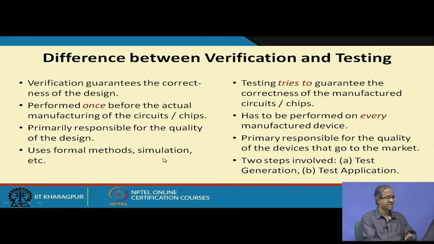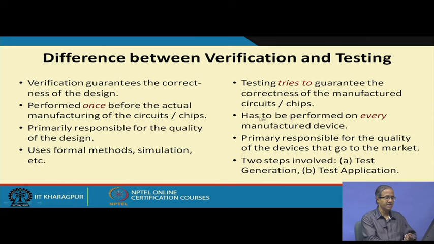Now, in contrast, the process of testing tries to guarantee the correctness of the manufactured chips or circuits. Now, see, I have made a difference in the two steps. Here I mentioned verification guarantees, and here I said testing tries to guarantee, because as I have just now said, using testing you can never guarantee 100% freedom from faults or failures, but verification is a formal process. It is some kind of a proof that you are giving mathematically whether your design is correct or not. Okay.